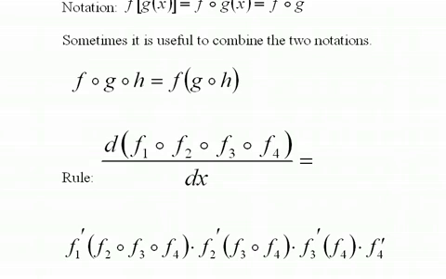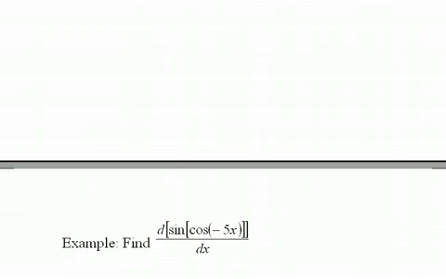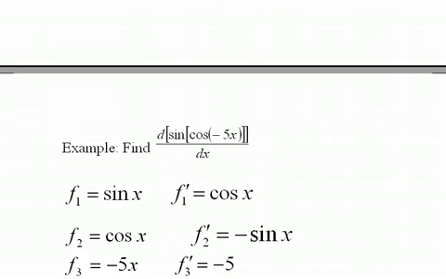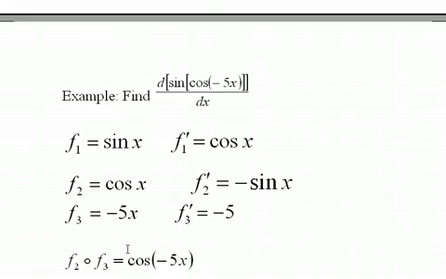The example we're going to do is only going to have 3 functions, but again you can see how this would be expanded. And the example we're going to do is the derivative of the sine of the cosine of negative 5x. Okay, so we see we have 3 functions in there. We've got negative 5x inside the cosine, and all of this is inside the sine, right? And so I'm going to list all 3 functions as f1, f2, and f3. And here's f1 prime, f2 prime, and f3 prime. And then, just as a helpful reminder, f2 of f3 is cosine of negative 5x.